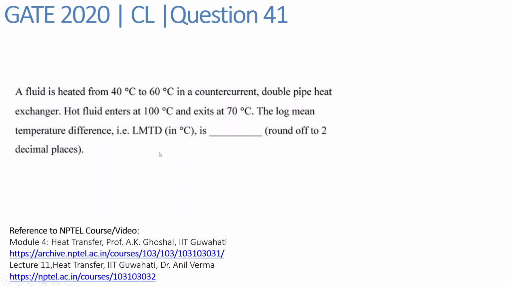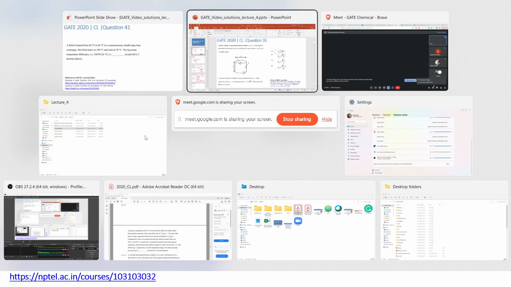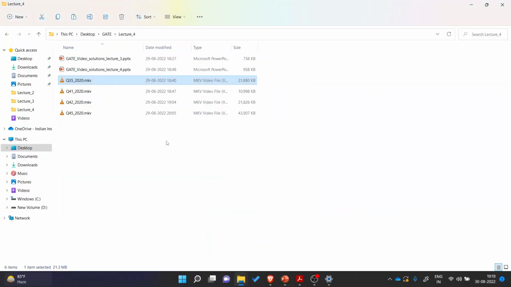This concept related to LMTD has been asked in almost all the sessions that we have conducted over the past few weeks. So this is a very important concept related to LMTD. The formula is simple and we just need to put the values and find the log mean temperature difference. So let's just quickly see the video solution. This will be a short question.